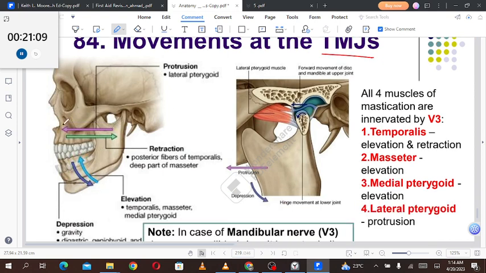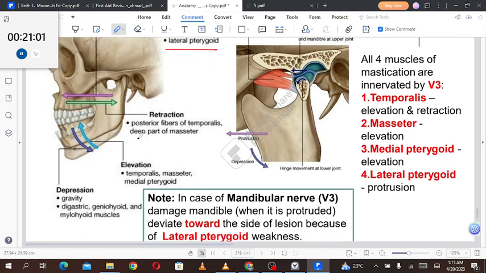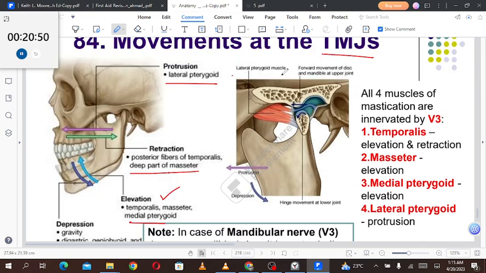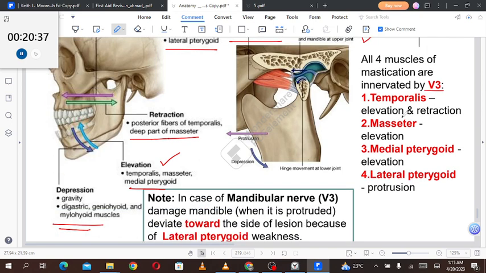The movements are forward, backward, upward, downward. There is protrusion, which is mediated by the lateral pterygoid. Then we can do retraction, by the posterior fibers of the temporalis and the deep part of the masseter. Elevation is by the temporalis, masseter, and medial pterygoid. Depression is done by gravity and the digastric, geniohyoid, and mylohyoid muscles. So these are the lateral pterygoids over there, and forward movement of the mandible at the joint is mediated by the lateral pterygoids. All four muscles of mastication are innervated by the trigeminal nerve, CN V3, the mandibular division of the trigeminal nerve. The temporalis is for elevation and retraction, the masseter for elevation, the medial pterygoid for elevation, and the lateral pterygoid for protrusion.